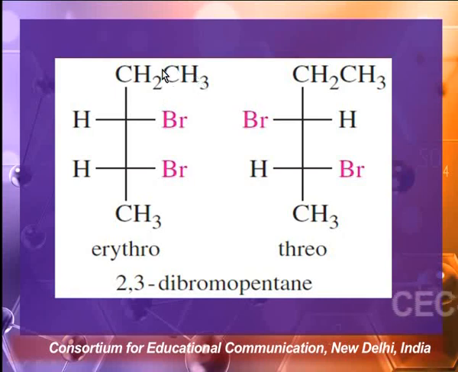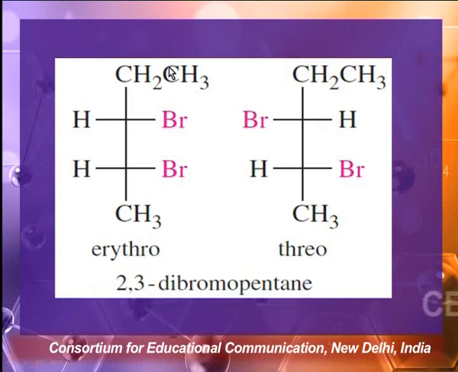One is ethyl group and the other is methyl group. Similarly, what we find for threo, we have two bromo groups on the opposite sides of the horizontal line, whereas these two hydrogens are also on the opposite sides of the horizontal lines.